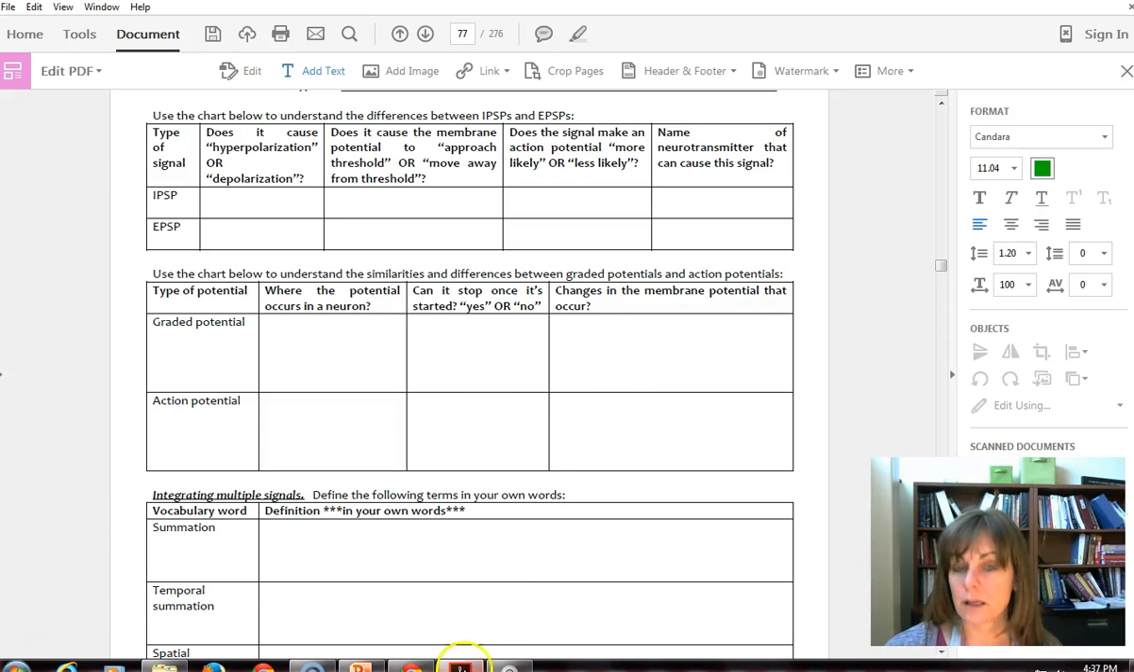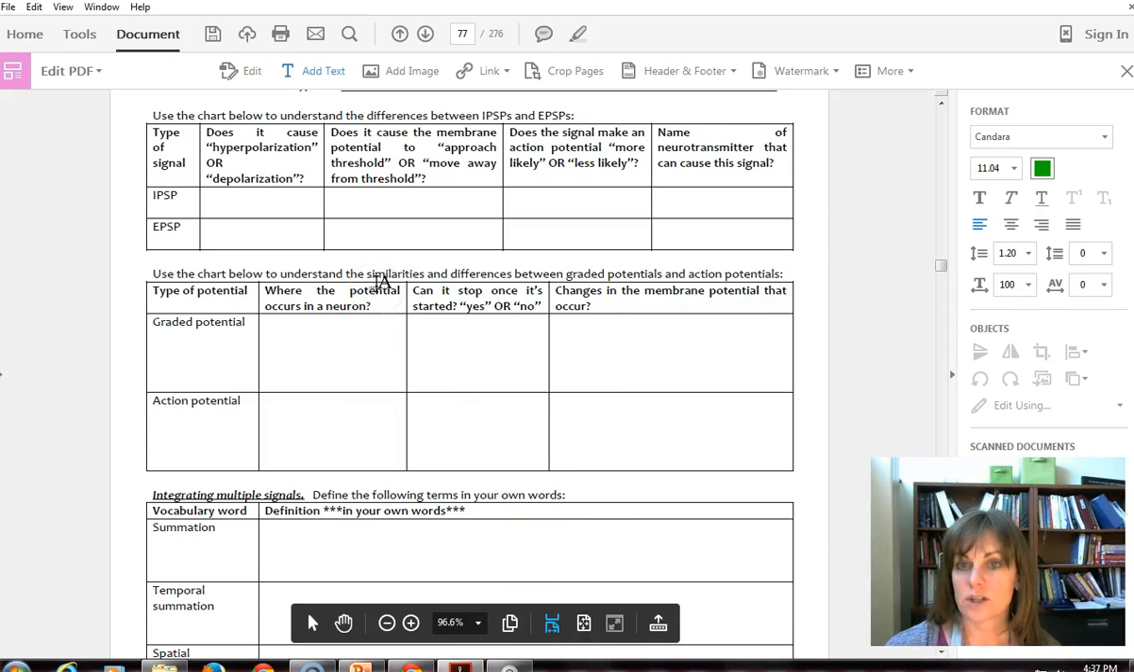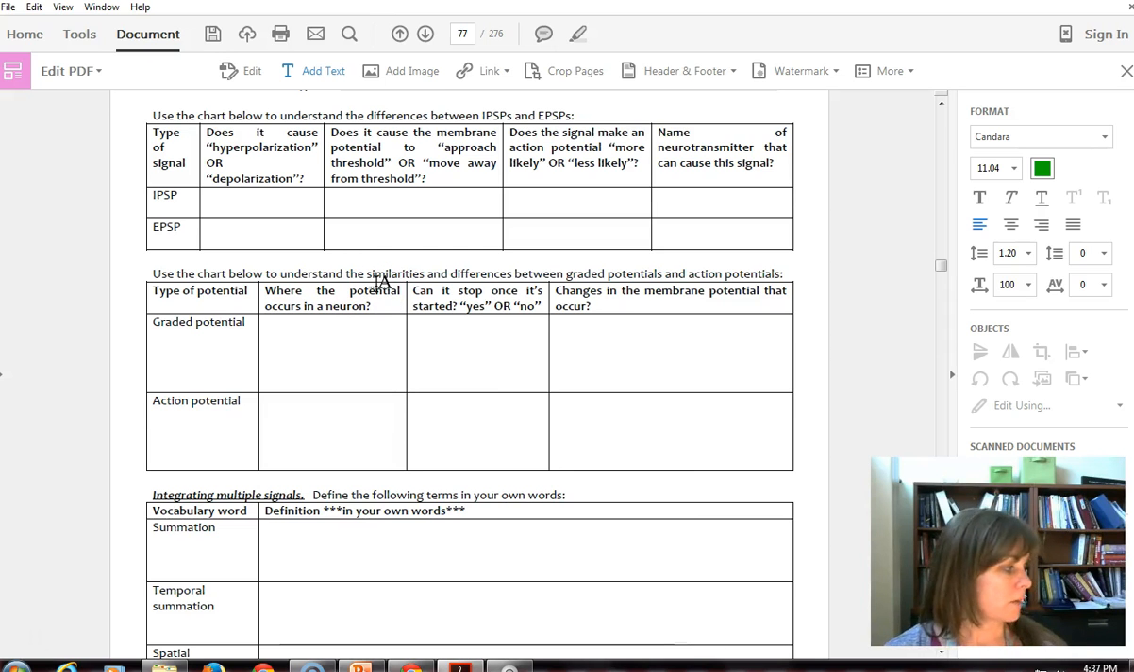So in your notes packet, I'd like for you to take that same information that we just went through, and I would like for you to go through this and say, for an IPSP based on what we just talked about, is it hyperpolarizing or depolarizing? Does it cause the membrane potential to get closer to threshold, approach it, or to move away? So go through each of these. One neurotransmitter that can almost always cause an inhibiting signal is called GABA. I'd like for you to know that. One that can almost always cause a stimulating signal is epinephrine.